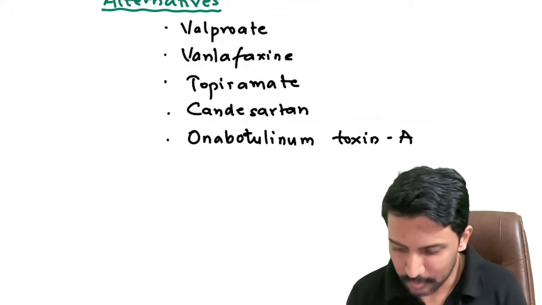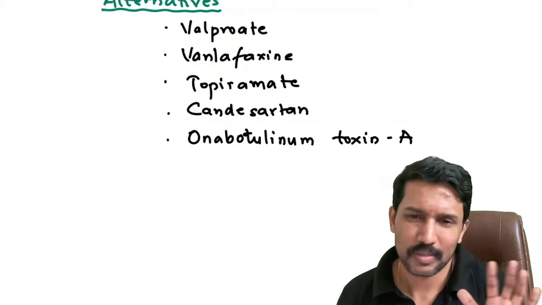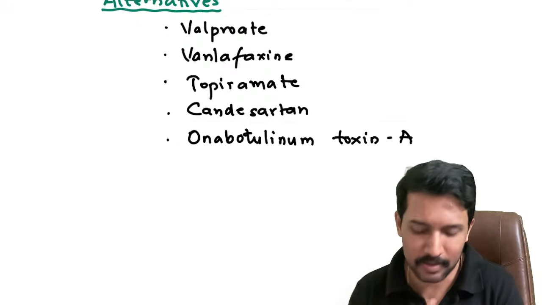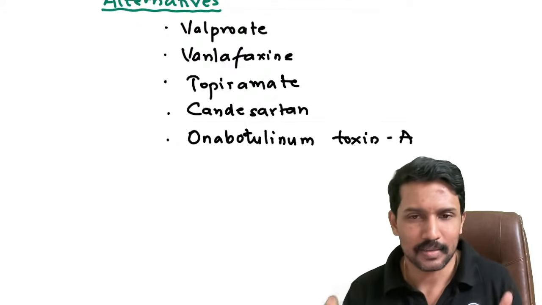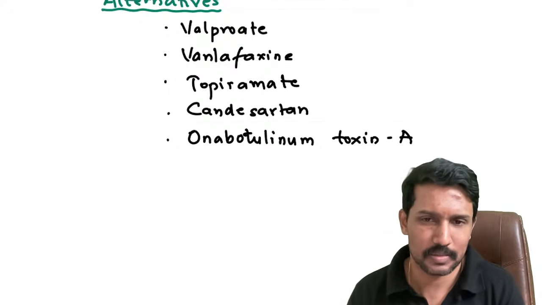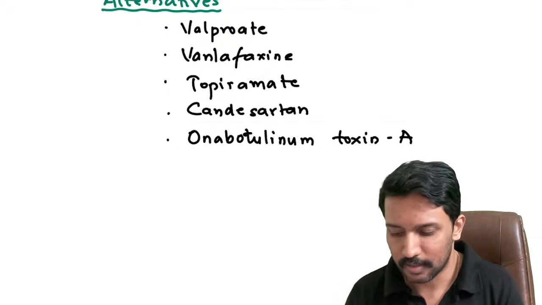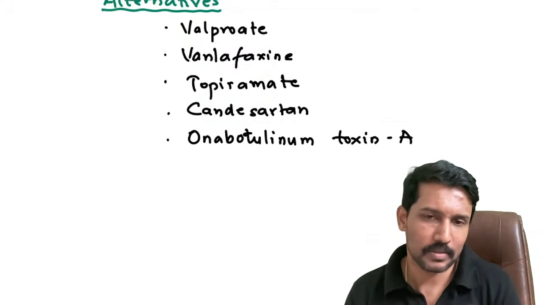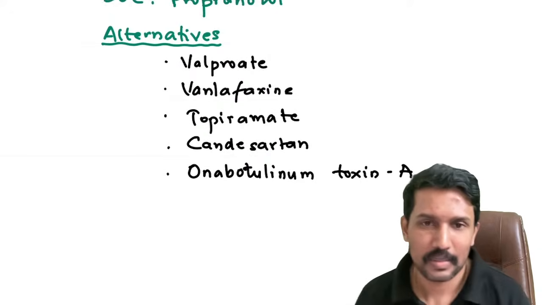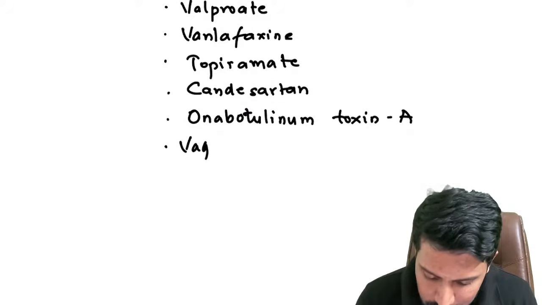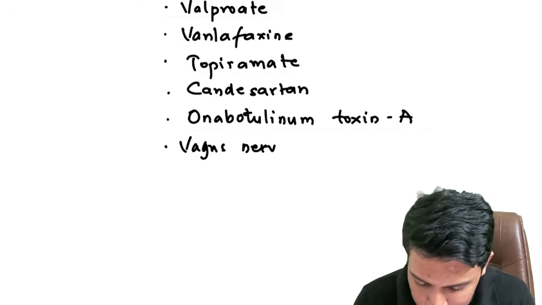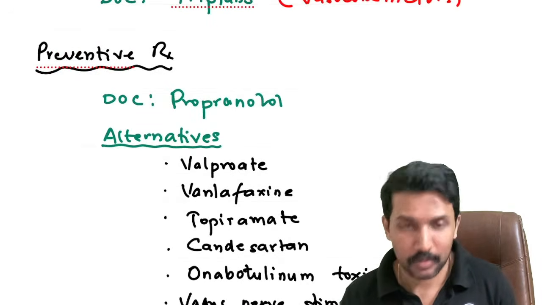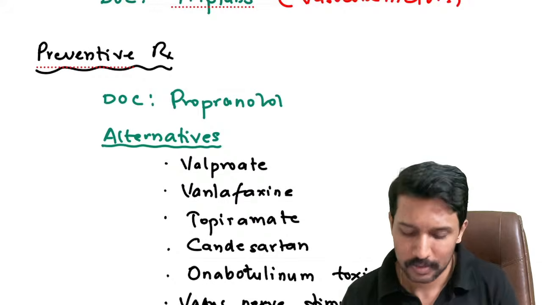So today, because the main aim is to help you deal with your upcoming prof exam, I'm not discussing the mechanisms or reasons why these drugs find a place in the management of migraine. But later when we discuss migraine in detail, when you clear the prof and start preparing for the NEET PG, I will address every drug, why it finds a place in this list. Onabotulinum toxin A. The other thing we can do is there are devices which stimulate the vagus nerve. So these are all alternatives to propranolol or beta blockers for the preventive treatment of migraine.